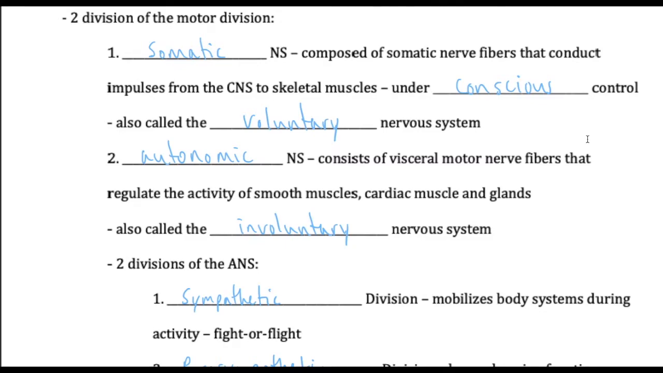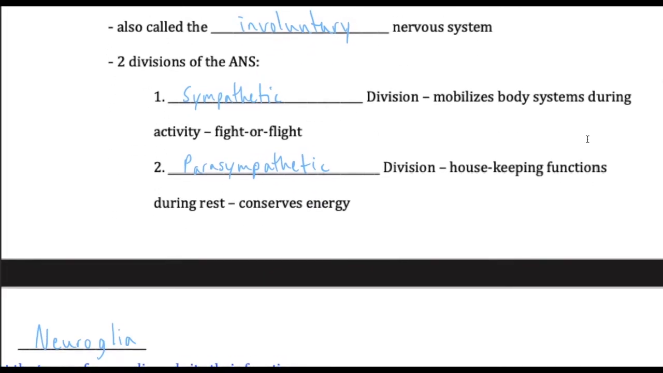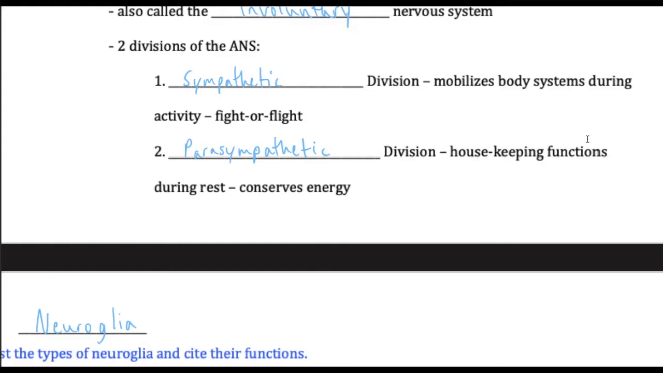So for instance, you breathing right now, that you didn't think about until I told you, is part of your autonomic nervous system. We have two divisions of the autonomic nervous system: the sympathetic and parasympathetic, and you've heard these in different terms, especially if you've taken psychology before. Our sympathetic division mobilizes the body systems during activity, or what we call fight or flight. Then the parasympathetic division handles the housekeeping functions during rest. So this is going to conserve energy and help with food digestion, things like that.